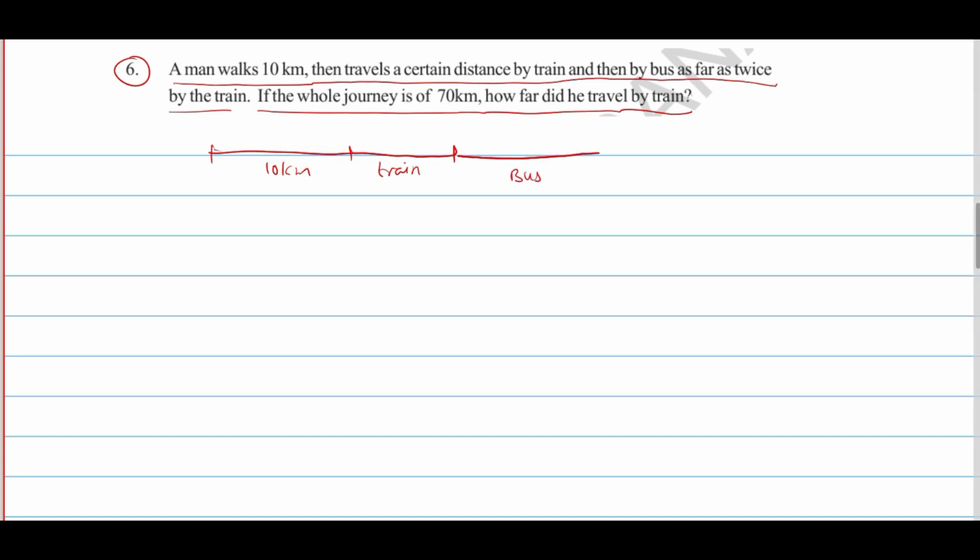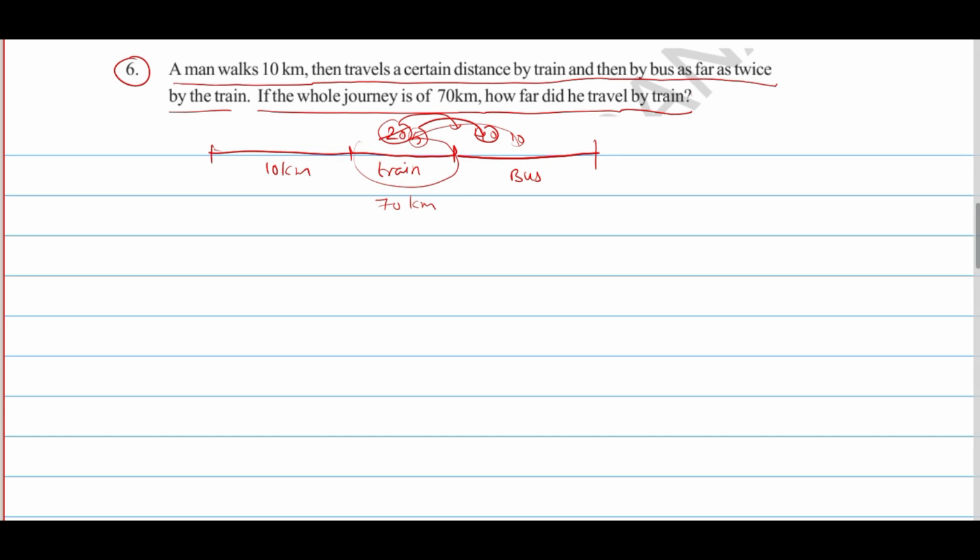How much he traveled in the train, if he traveled 20 kilometers, twice of 20, that is 40, that he travels by bus. Suppose he traveled 5 kilometers by train, then he travels 2 times of 5, that is 10 kilometers. Likewise, whatever journey he traveled in the train, twice that he traveled by bus. And if the total journey is 70 kilometers, how far did he travel by train?